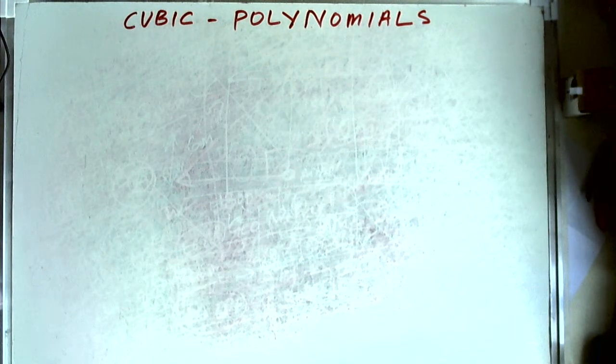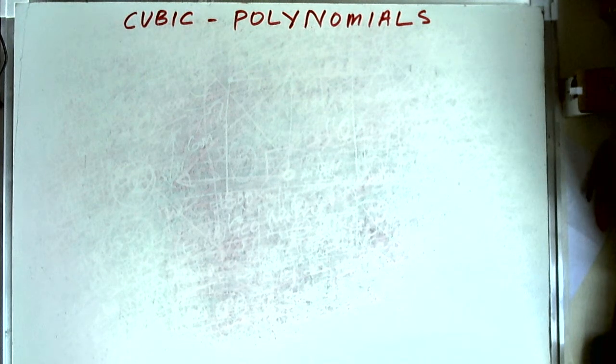In this video, we will learn more about cubic polynomials. We will also learn how to draw their graph and also what are the zeros of cubic polynomials. So first of all, let us recap what a cubic polynomial is. A cubic polynomial is a polynomial having a maximum degree of 3.